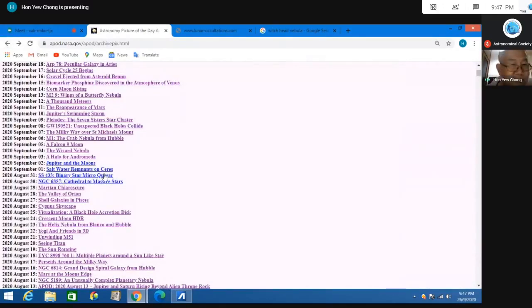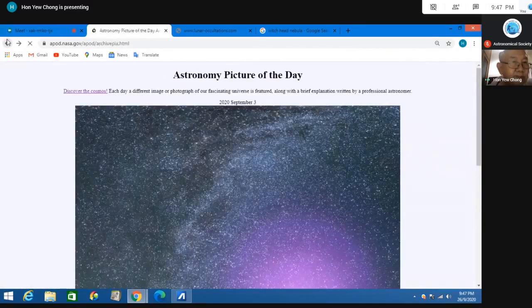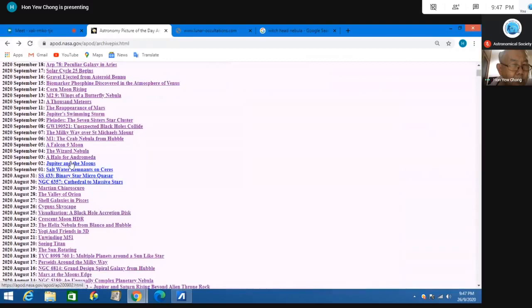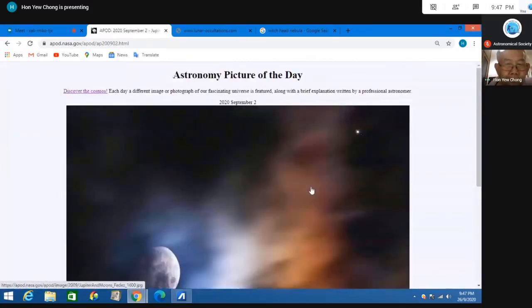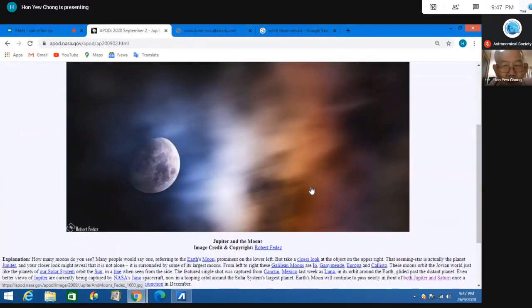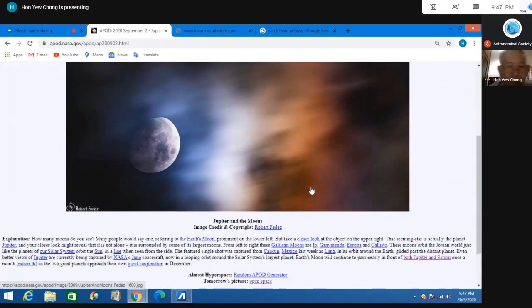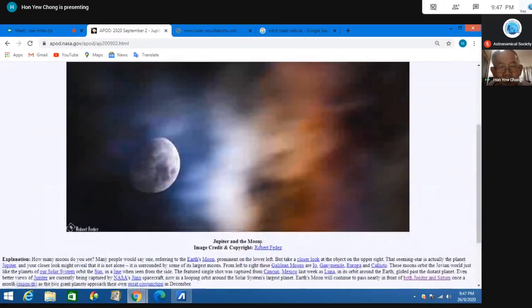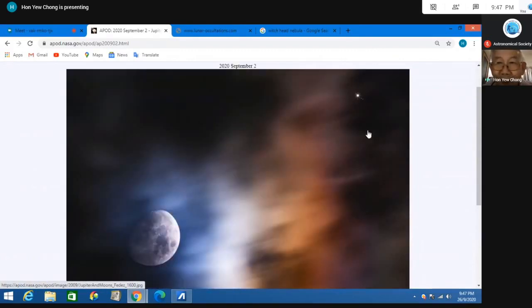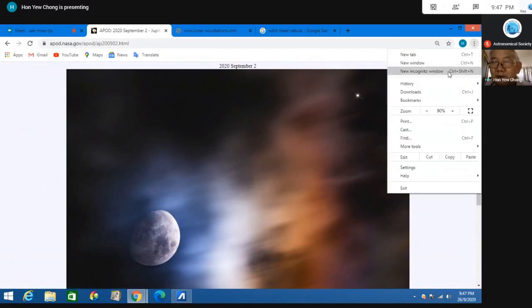Next one is September the 3rd. No, September the 2nd. Oh, okay. So here it says Jupiter and the moon. I see the moon here. And where's the Jupiter? Over here. You see it here? Okay, I analyze the Jupiter for you.